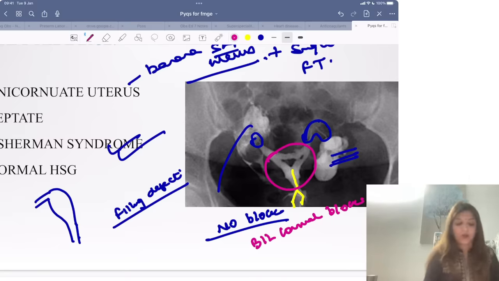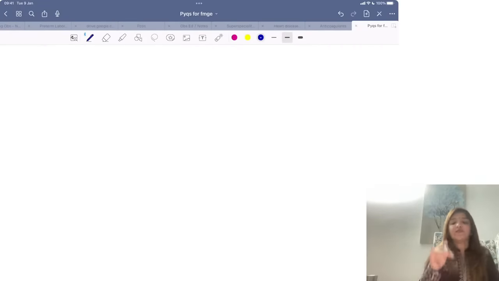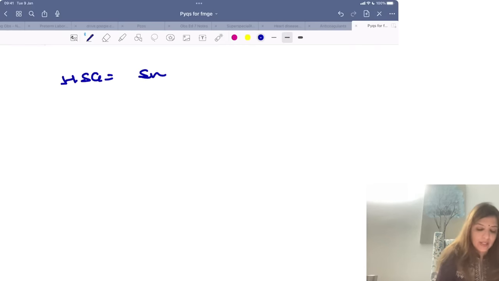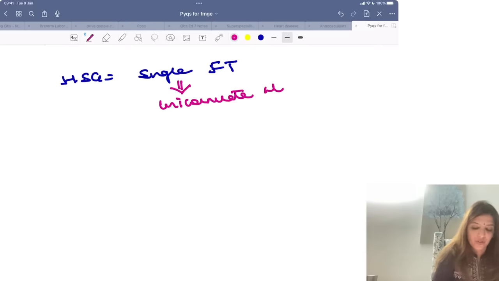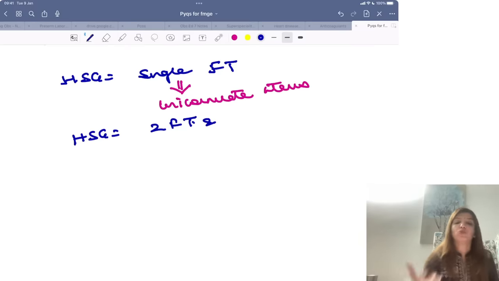Septate and bicornuate. Okay. Now, septate and bicornuate, they are very difficult to differentiate on HSG. So I want all of you to copy this. If on HSG you are getting a single fallopian tube, it means it is unicornuate uterus. Right? If on HSG you are getting two fallopian tubes, well, two fallopian tubes are normally there anyway.